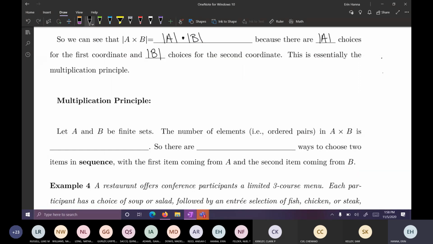Where was I? A and B are finite sets. The number of elements, which would be ordered pairs of a Cartesian product, is essentially what we literally just said: the cardinality of A times the cardinality of B. So there are going to be that many elements, and it's essentially telling us that there's that many ways to choose the items in a sequence.